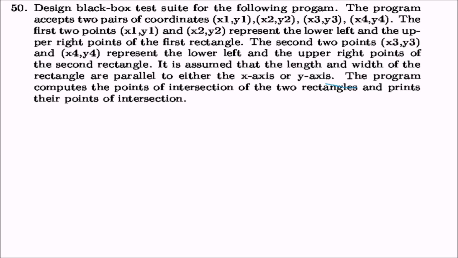The program accepts two pairs of coordinates x1, y1, x2, y2, x3, y3, x4, y4. The first 2 points represent the lower left and the upper right corner of the first rectangle. The second two represent the lower left and the upper right points of the second rectangle. It is assumed that the length and the width of the rectangles are parallel to the x and y axes. The program computes the point of intersection of the two rectangles and prints it.